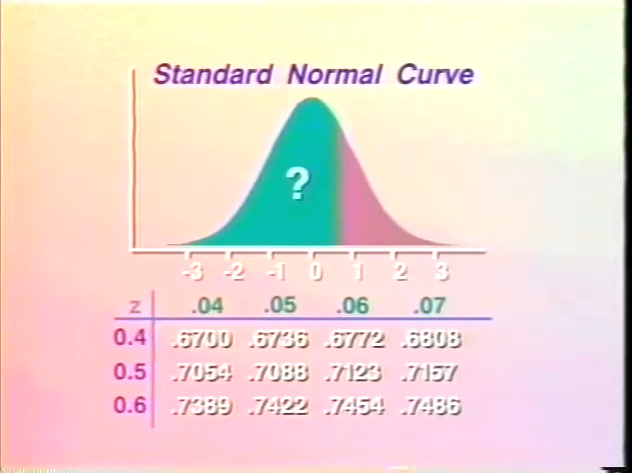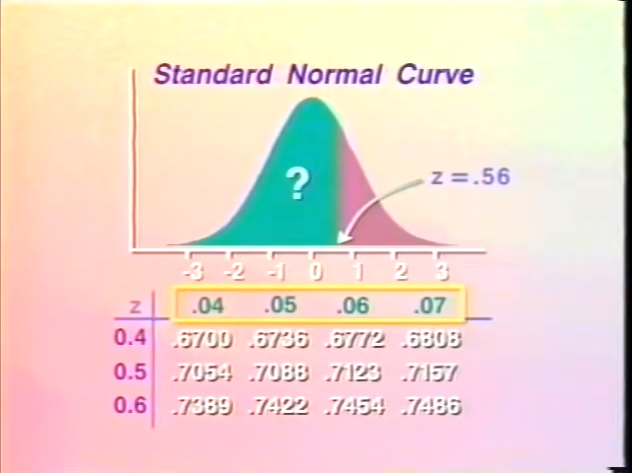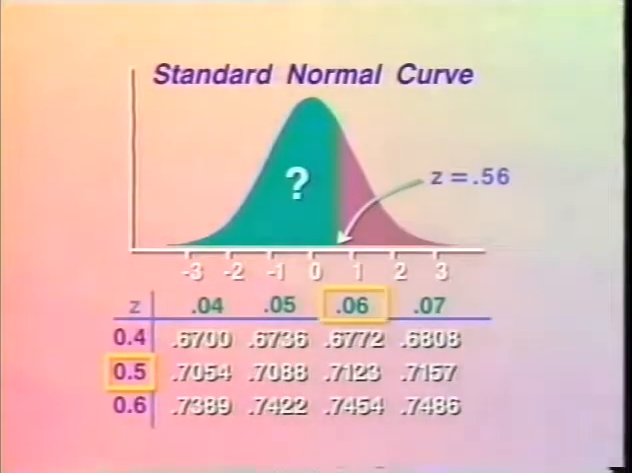First, we enter the table at our given z, which is 0.56. The column at the left gives the first part of the z number, the 10th portion. The row across the top is used for the second decimal place of the z number. Our z was 0.56, so first we look for 0.5 in the vertical column. Then look for 0.06 in the top row.